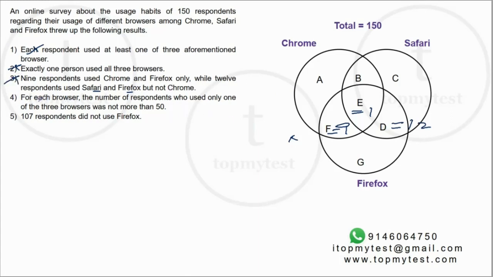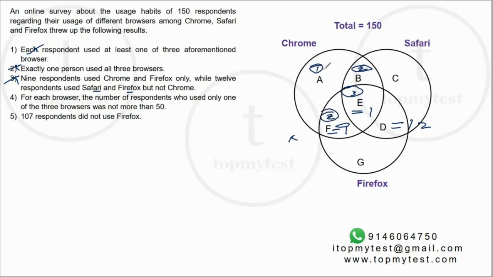The fourth statement says, for each browser, the number of respondents who used only one of the 3 browsers was not more than 50. So let's try this. For Chrome, the number of respondents who use only one browser is at most 50. Now inside Chrome, region A, they use 1 browser. Region B, they use 2 browsers. Region E, they use 3 browsers. Region F, they use 2 browsers, right?